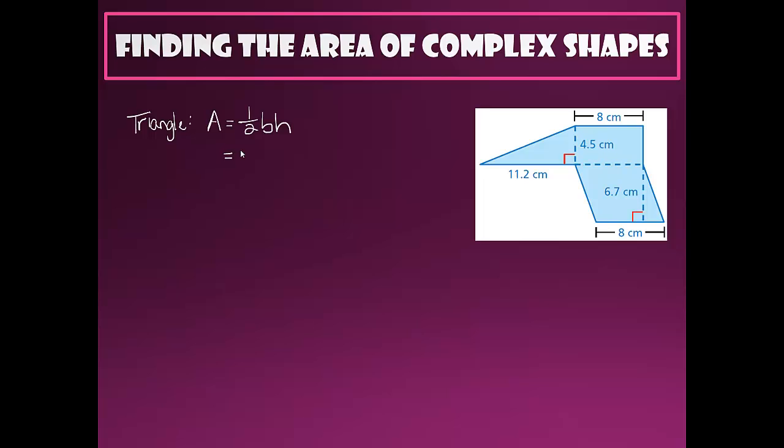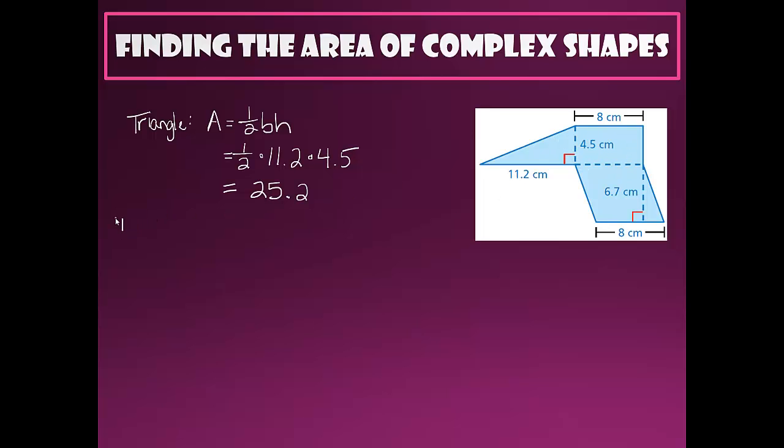So we're going to have 1/2 times 11 2/10 times 4 5/10. And when we multiply this out, we're going to get 25 2/10. Next, we can look at our rectangle.